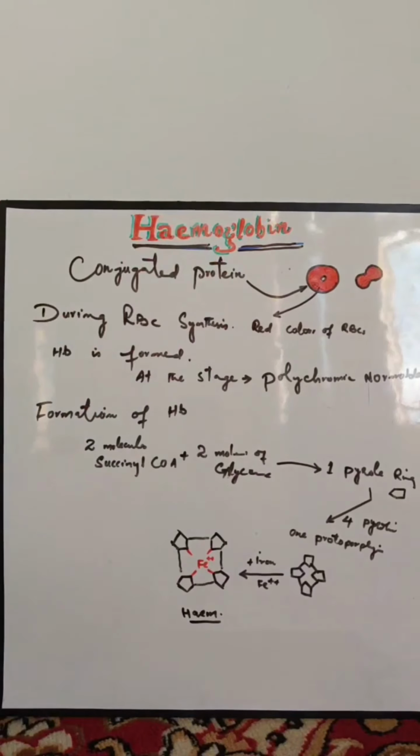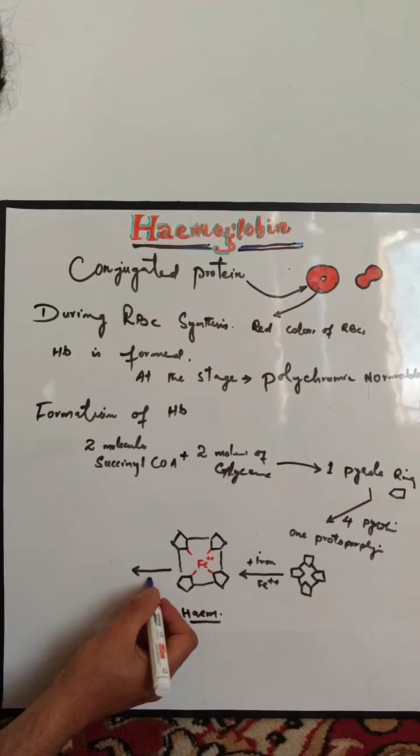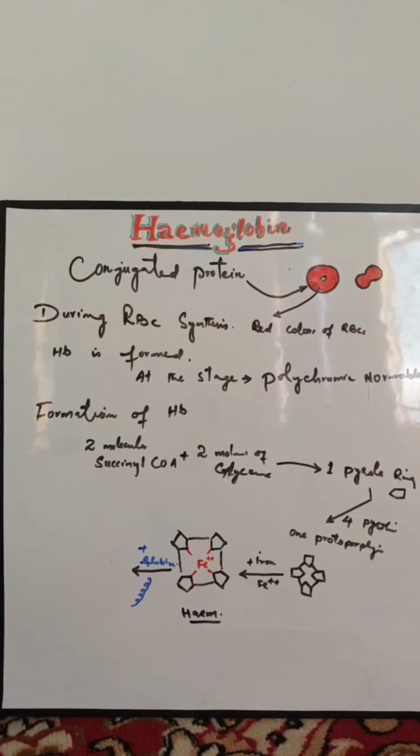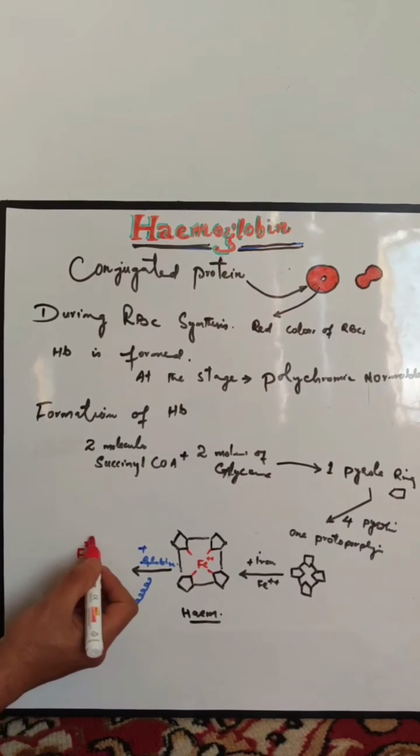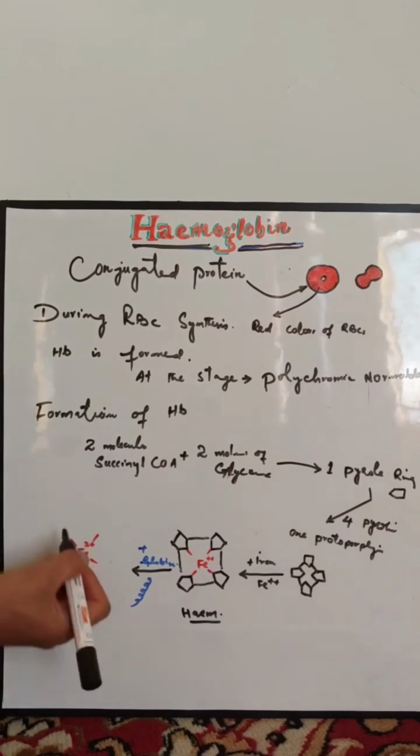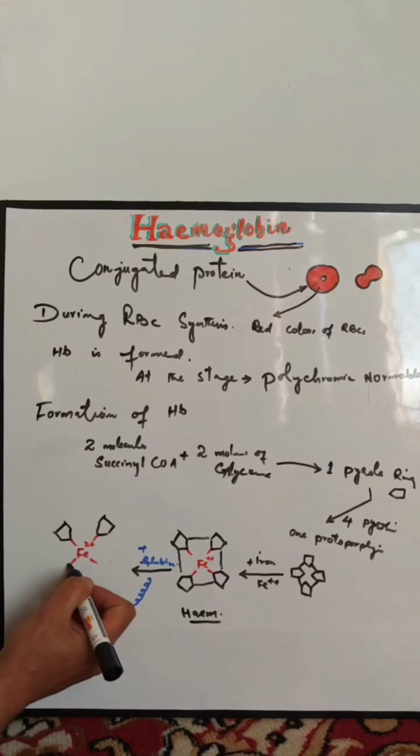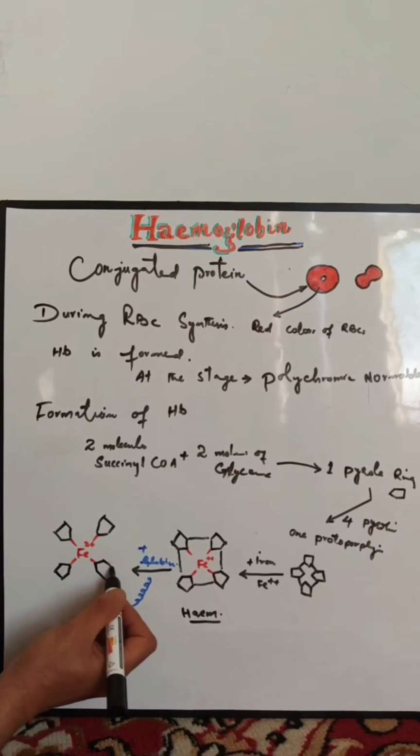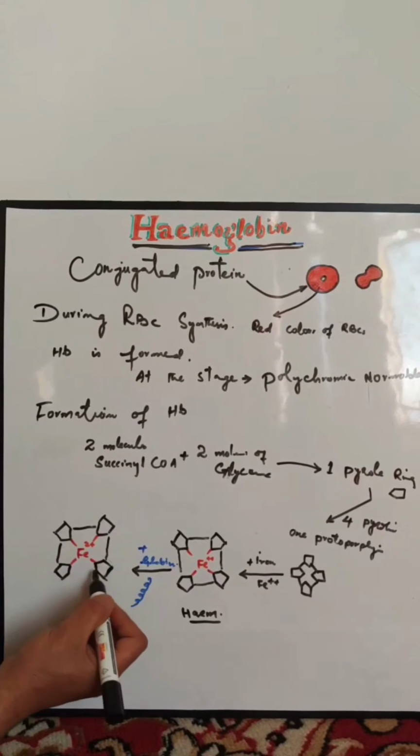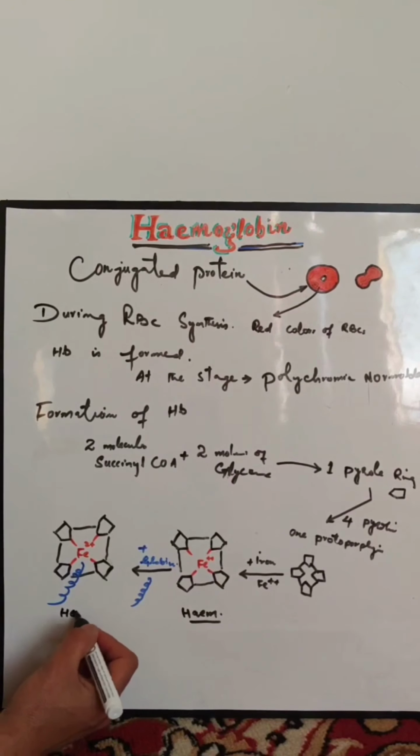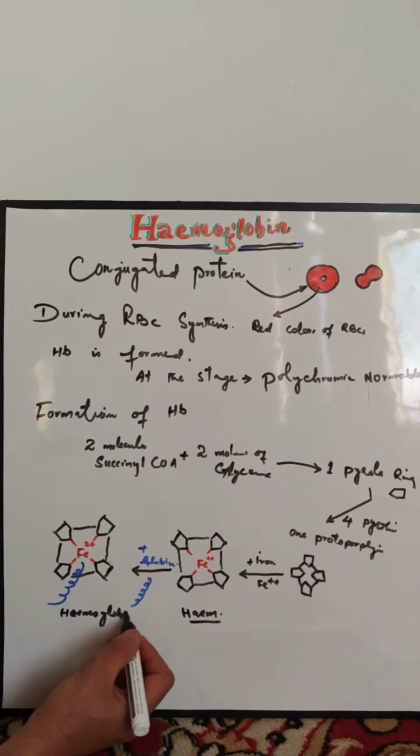When heme, with its Fe2+ and four pyrrole rings, which is called a protoporphyrin, is added up by a globin chain, that might be alpha, beta, delta, or gamma, which we will discuss later, this is called a hemoglobin molecule. But it is still not a perfect hemoglobin molecule. This is called a hemoglobin monomer.